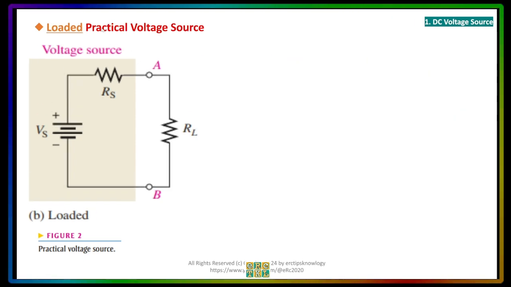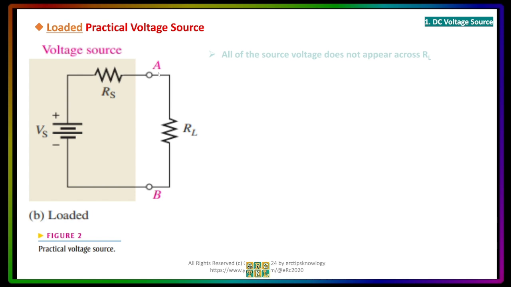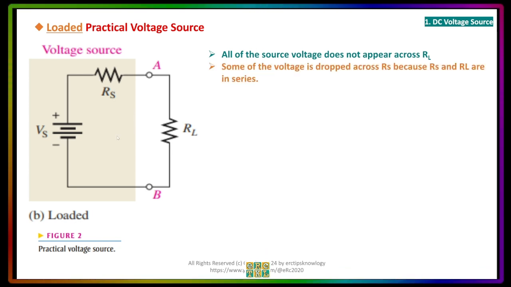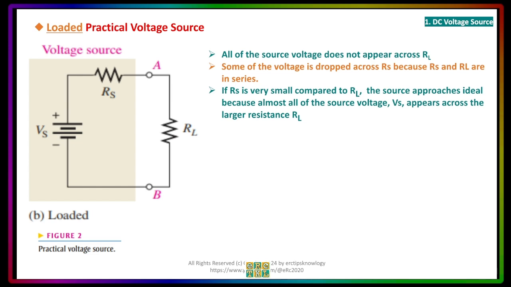Now let's analyze the loaded practical voltage source, and you will see here that we put in an RL between A and B this time. All of the source voltage Vs will not be taken by RL because there is a series Rs over here. So some of the voltage that is supposed to go to RL will be taken by Rs because Rs and RL are in series. But remember that if the resistance is small, then the voltage drop that it will take will also be small.